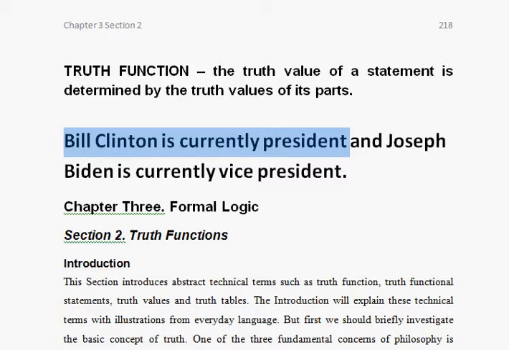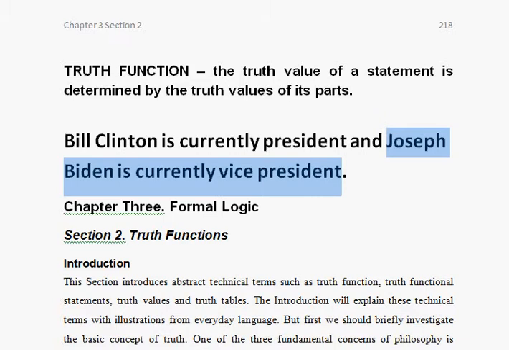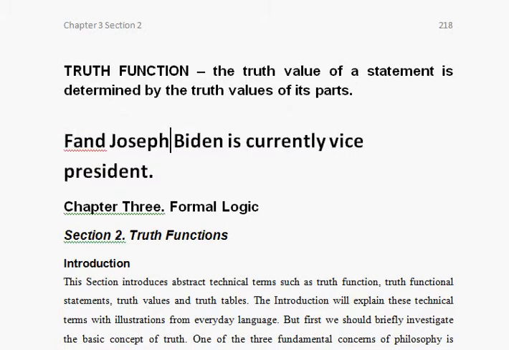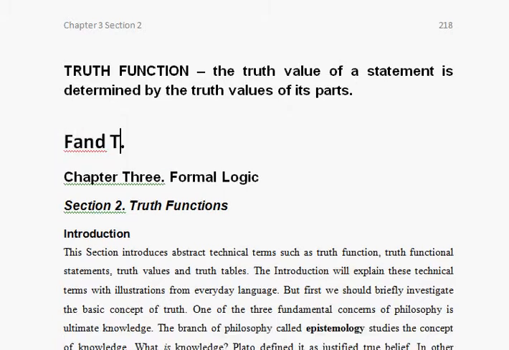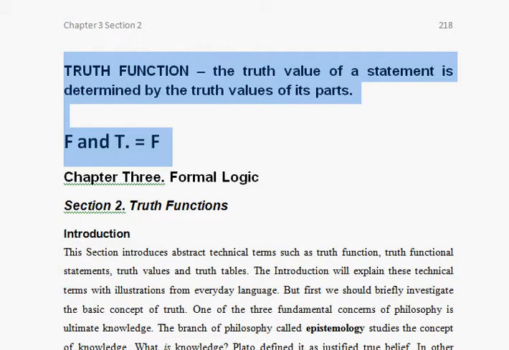Why? Because this first part about Bill Clinton is false. But the second part may be true, but it's only because the first part is false that it doesn't make the whole thing true. And so the truth function is just saying, if this part is false and this part is true, we must conclude that the statement as a whole is false. Because you can't say something and something are true when one of them is false. It will be a false statement. And so truth function just means if you know what the truth value of the parts is, you can figure out what the truth value of the whole thing is.